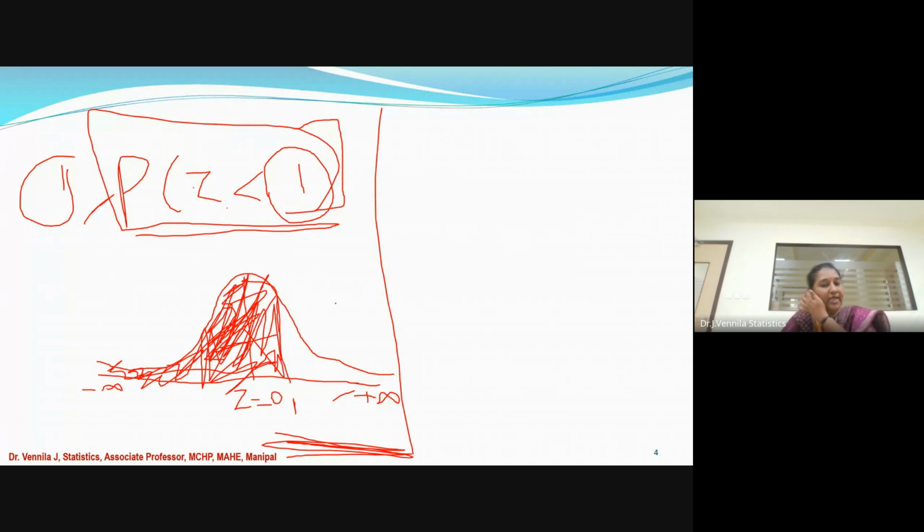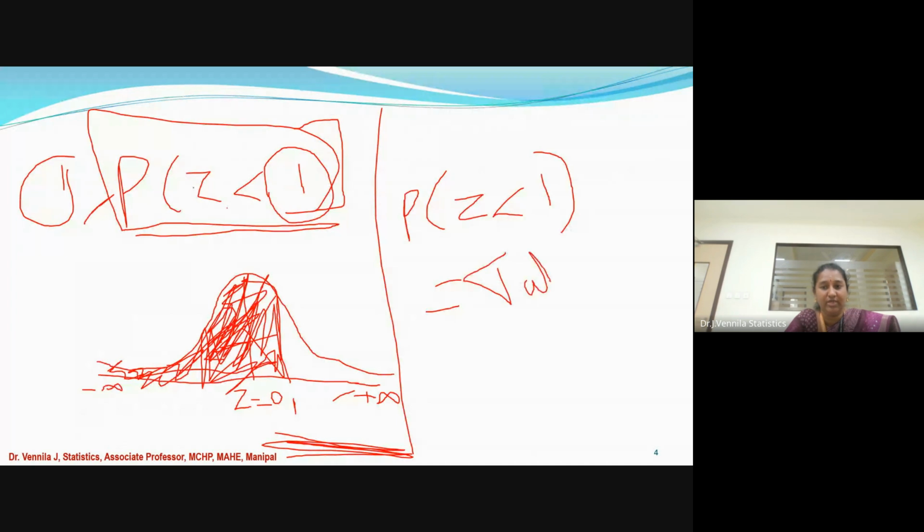Now the area you are done. So the area is the probability of z less than 1. Whenever you have this, you can take only the table value. It's a short one. If you want to understand easily, you have to think: whenever you have the symbol less than, you can use only the table value. Now we have to check how we can identify the table value. I hope you are clear on this.